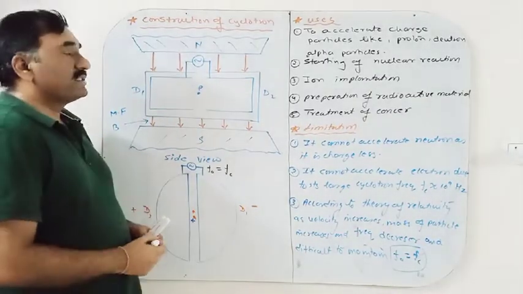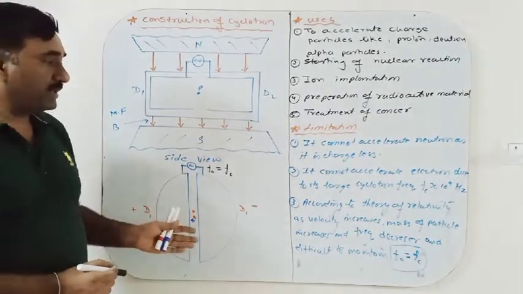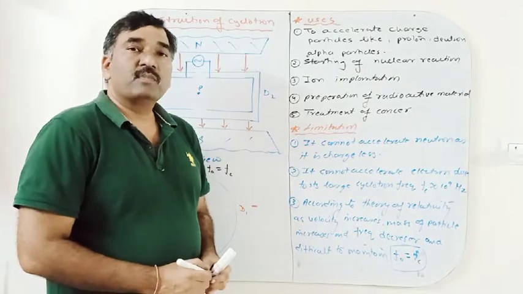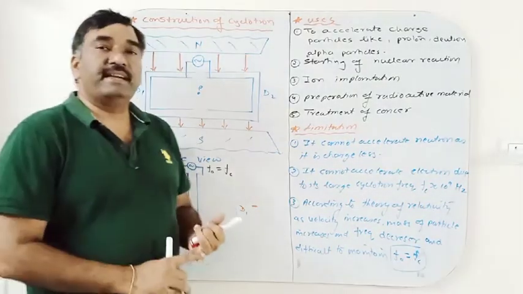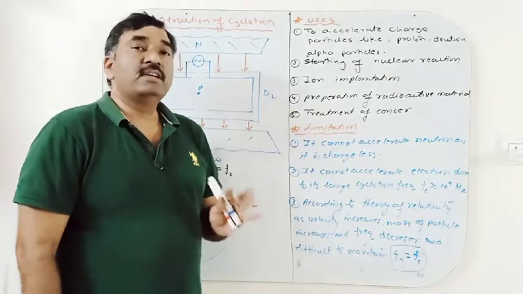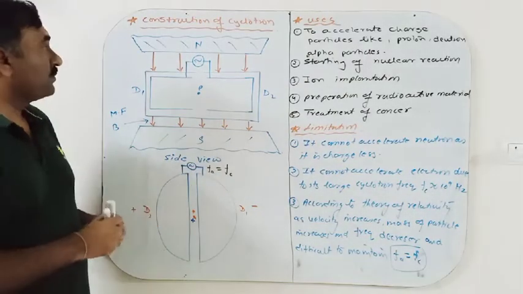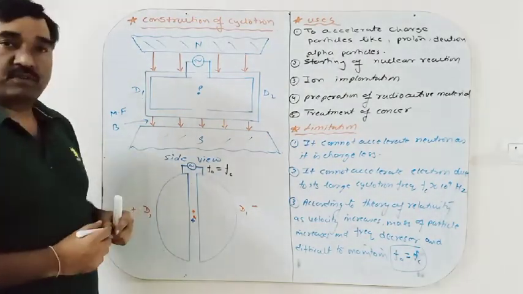Now we are coming to the construction of the cyclotron. In the last topic we discussed the theory of the cyclotron, and how the cyclotron frequency does not depend on the radius and the linear velocity. Now, how does the cyclotron work? Let us see the construction of the cyclotron.